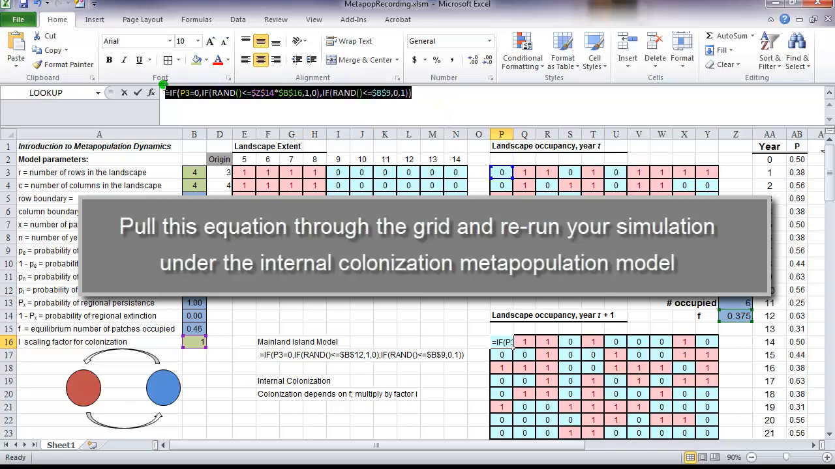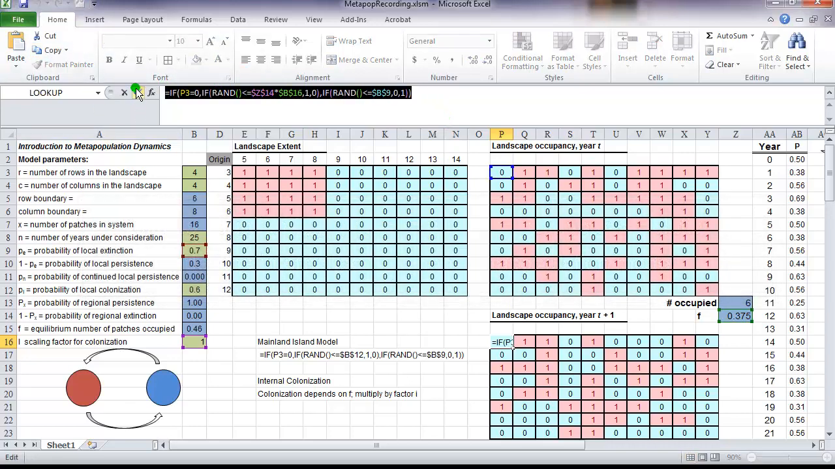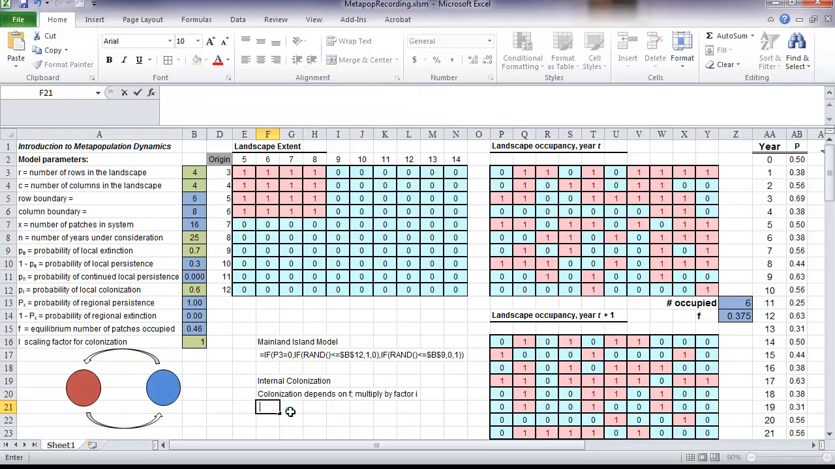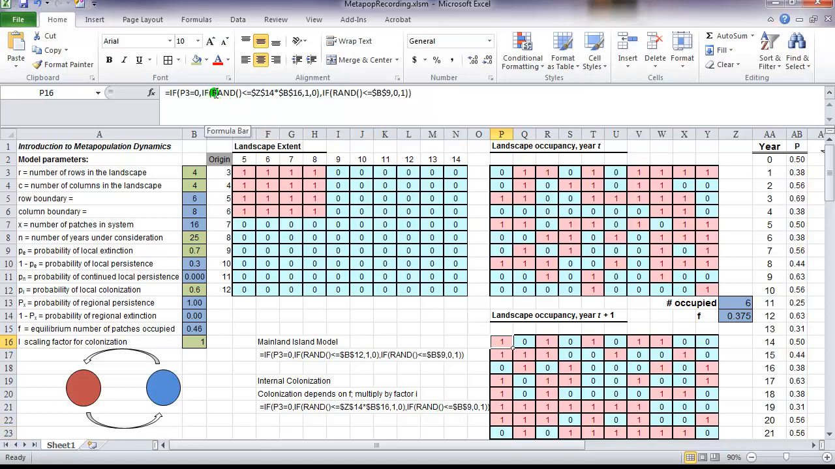Let's copy that, press the space bar and paste it in. Now you see two different models for metapopulation dynamics. Here we say if the patch is vacant, which in my case it is, we're now going to draw a random number, and if that random number is less than the fraction of patches that are occupied multiplied by this scaling factor, then we're going to say that this site becomes colonized, otherwise we'll leave it empty.